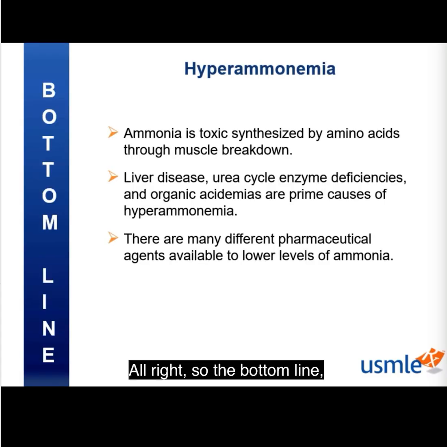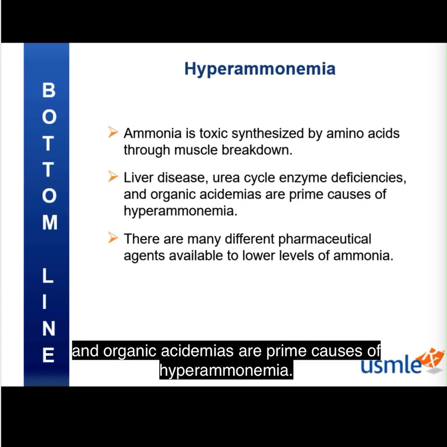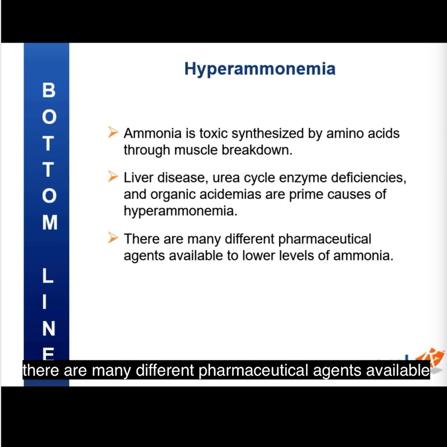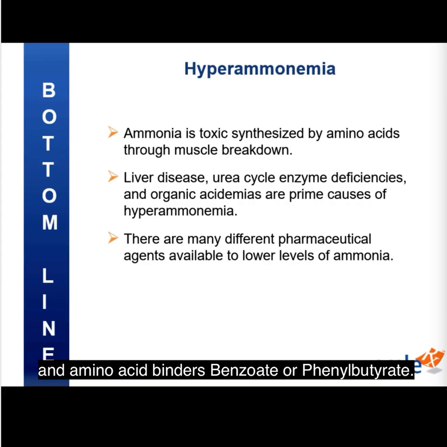Alright, so the bottom line, ammonia is a toxic substance synthesized by amino acids through muscle breakdown. Liver disease, urea cycle enzyme deficiencies, and organic acidemias are prime causes of hyperammonemia. And lastly, there are many different pharmaceutical agents available to lower levels of ammonia, including lactulose, rifaximin or neomycin, and amino acid binders, benzoate or phenylbutyrate.